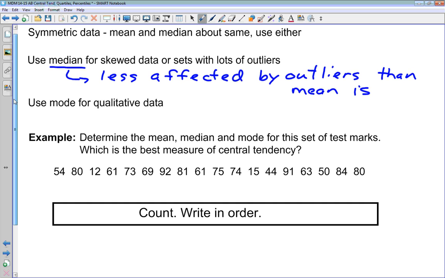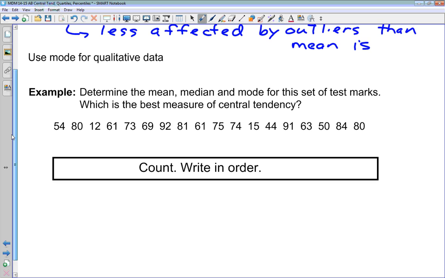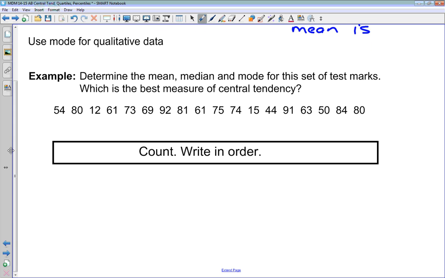So let's take a look at an example of doing mean, median, mode calculations for some raw data here. What we've got here is a list of test marks. We want to figure out the mean, the median, and the mode, and then decide which one of these is the best measure of central tendency in this case. So I've written the first two steps that we're going to follow in this box here.